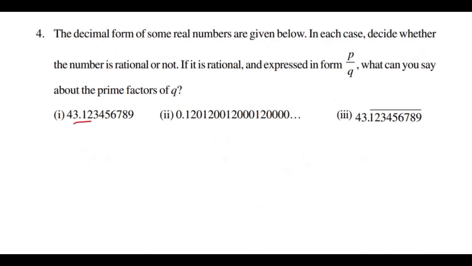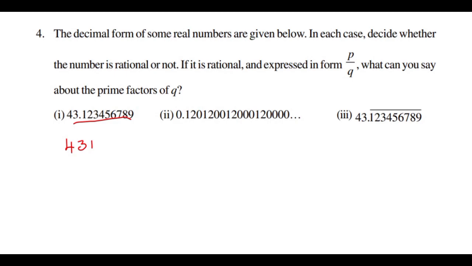Now this is question number 4, the last problem of the exercise. The decimal forms of some real numbers are given below. In each case, decide whether the number is rational or not. If it is rational and expressed in p by q form, what can you say about the prime factors of q? Okay, so it's very easy. And this is a terminating decimal given. The first question gives a terminating decimal. So how to write it?